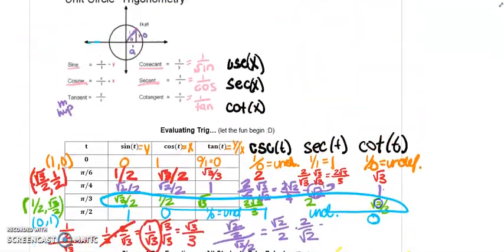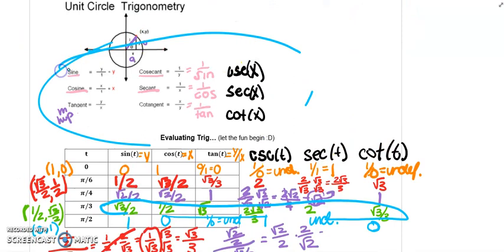So if you know these 6 things, you should be able to calculate any and all 6 trig functions for anything on the unit circle because you have it memorized, and anything else you were given.